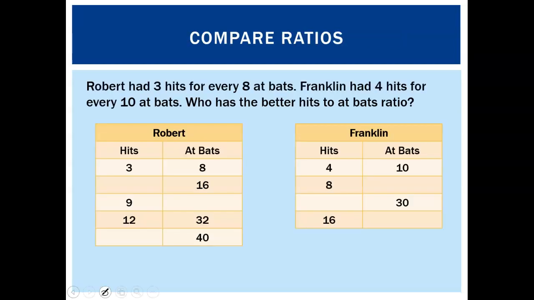Robert had 3 hits for every 8 at-bats. Franklin had 4 hits for every 10 at-bats. Who has the better hits to at-bats ratio? We can use ratio tables to solve this problem. We can create equivalent ratios in our table by multiplying both the hits and the at-bats by the same number.